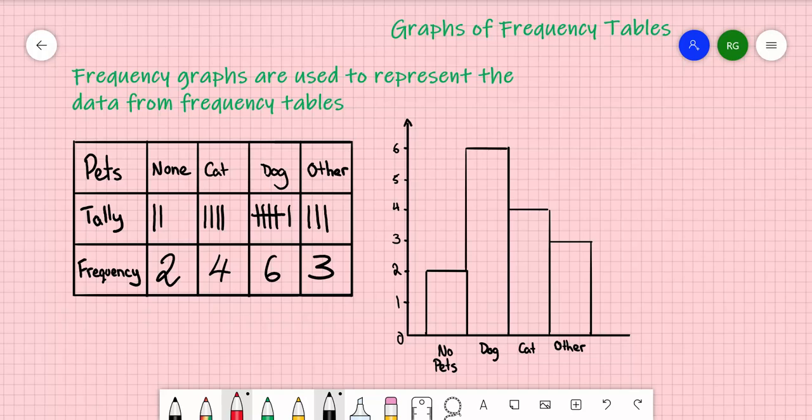Some of these graphs can take a little while to draw up or get the tallies for them. So have a go at a few from whatever activities you are doing. And don't forget that when it's categorical data, we always use bar graphs. If it's continuous data, we always use a line graph.